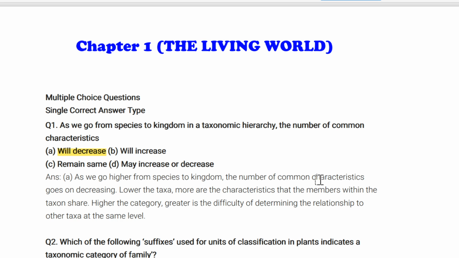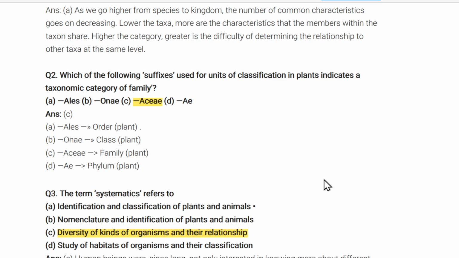Question number 2. Which of the following suffixes used for units of classification in plants indicates the taxonomic category of family? Answer. Suffix AC in plants indicates a taxonomic category of family.